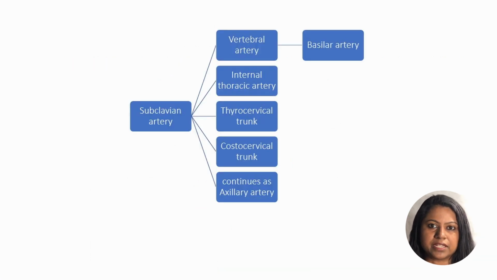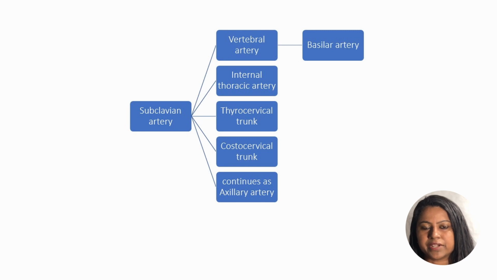The subclavian artery gives rise to four direct branches. These are the vertebral artery, the thyrocervical trunk, the costocervical trunk, and the internal thoracic artery. It then continues as the axillary artery. The axillary artery becomes the brachial artery, which then divides into the radial and ulnar arteries. The radial and ulnar, in turn, anastomose with each other in the palm of the hand.